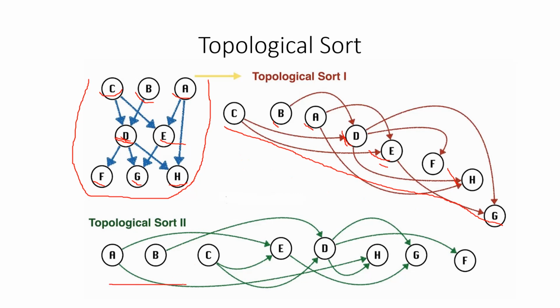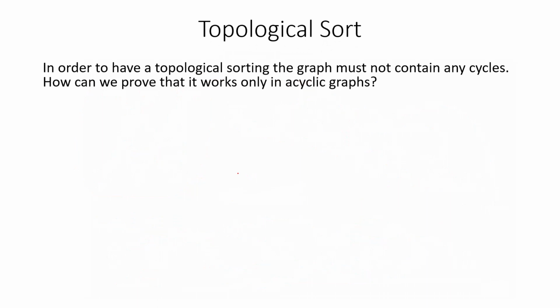The second version can be something like this. First stays A, then B, then C, E, D, H, G, F. But one rule is very important: if there is an edge that goes from one vertex, let's say A, to another, the first vertex will always be before the second, whatever the ordering is in the topological sorting.